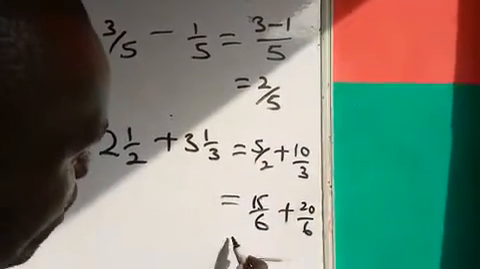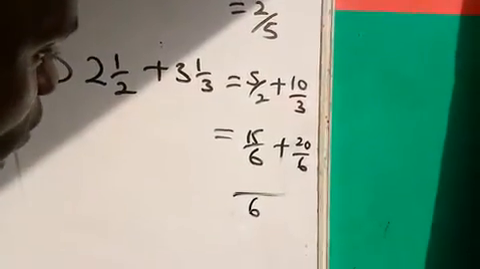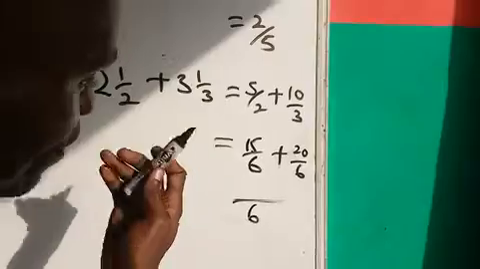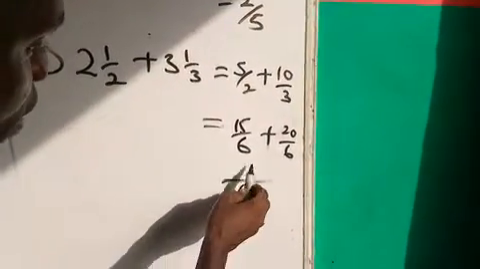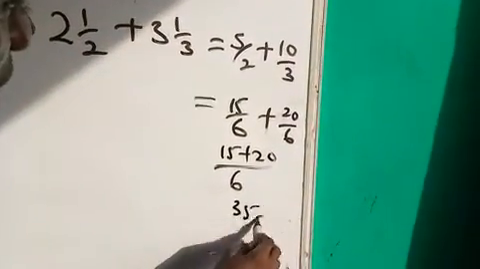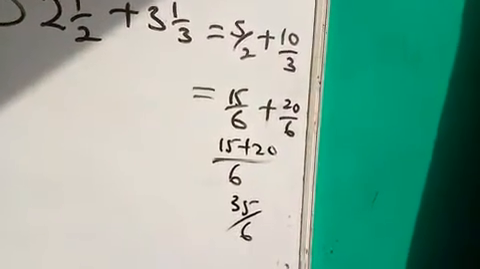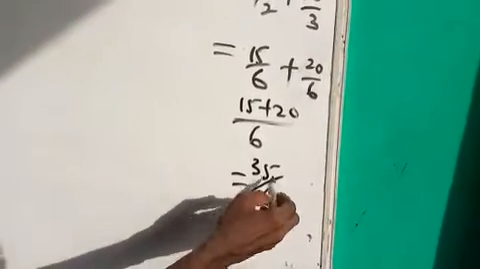I remember I told you, here it's common, collect 1. If it is common, collect 1. Therefore, if you collect 1, we are going to be having 15 plus 20. When you add it, you are going to be having 35/6. Yes, it's going to be 35/6.